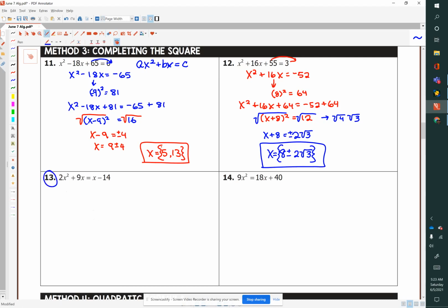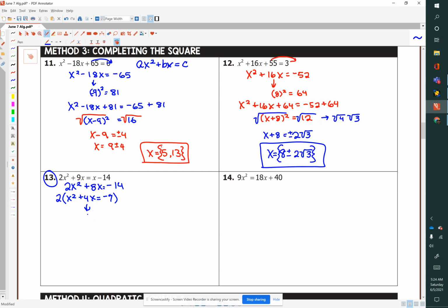Okay, let's work on number 13. First of all, we'll move x to the left side of the equation, which gives us 2x squared plus 8x minus 14. We can factor a 2 out of here, and we have x squared plus 4x equals negative 7. And that's going to make our work a little easier to work with. Our numbers are smaller now.